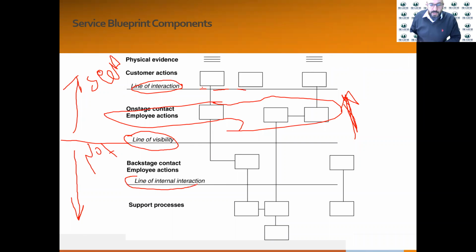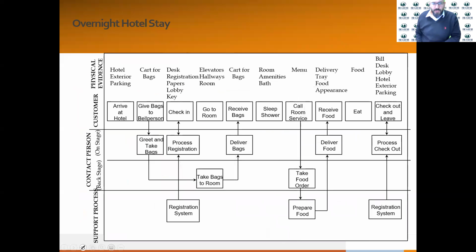The line of internal interaction is where the backstage can interact with the supporting processes. Looking into this, here's an example of a blueprint for a hotel overnight stay. Look at these elements. When you create a blueprint for your service, you have to create something like this. You look into the physical evidence.